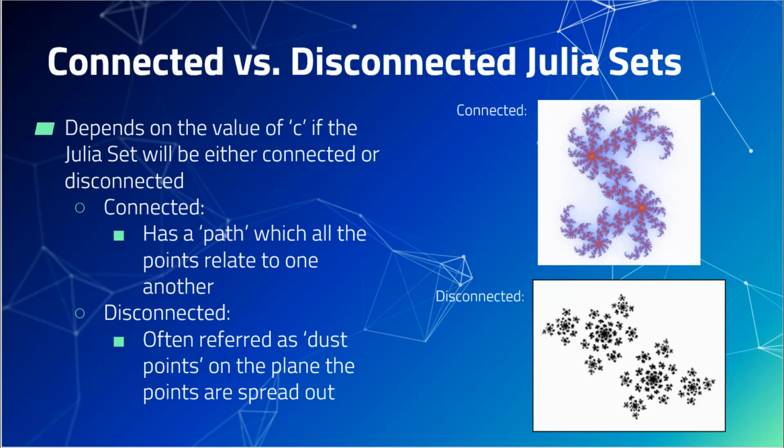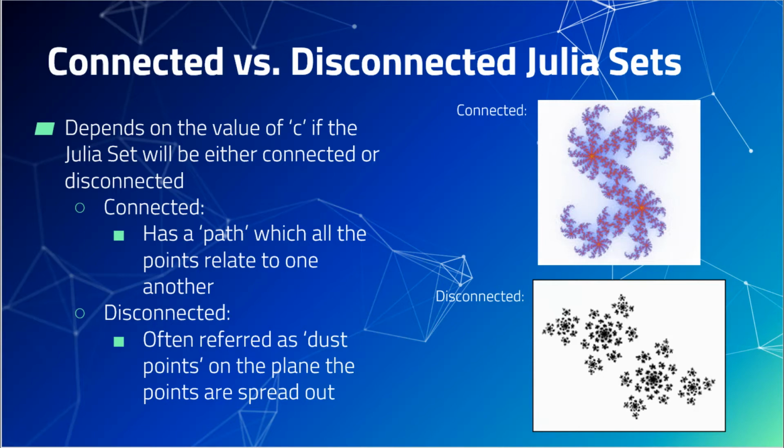There are 2 types of Julia sets, connected Julia sets and disconnected Julia sets. The connected Julia sets are called Fatou sets, while the completely disconnected sets are called Cantor sets, and they both depend on the value of c. We say that a filled Julia set J is connected if it has no separating curves, or a path which all the points relate to each other. And we say that it's disconnected if it has at least one separating curve. Disconnected Julia sets are often referred to as dust points on the plane where the points are spread out.